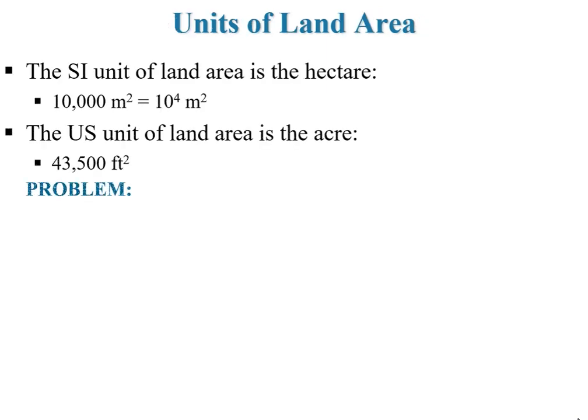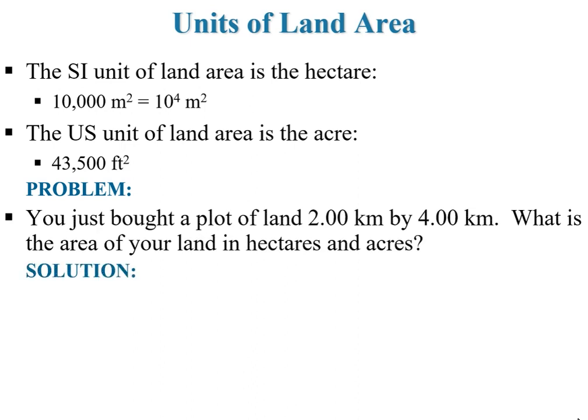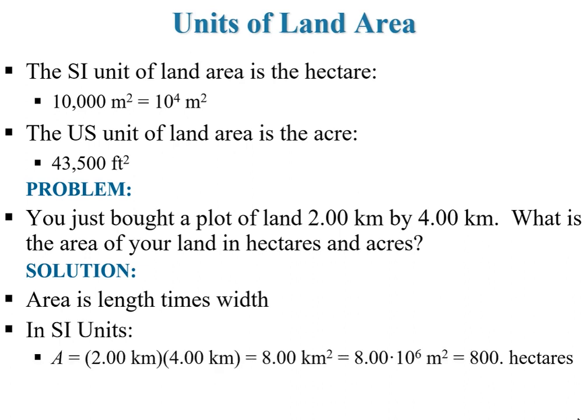So take note also that later on we are going to have units about land area. So we have hectare and acre. For example, you just bought a plot of land which is 2 kilometers by 4 kilometers. What is the area of the land in hectares and in acres? If we would like to find the value of the area of a specific space or figure, we need to multiply length by width. So our area is 2 kilometers by 4 kilometers, or it's equal to 8 kilometers squared.